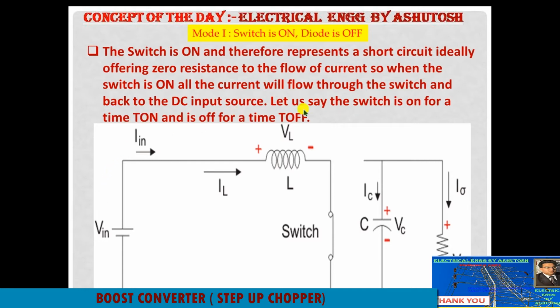and back to the DC input source. Let us say the switch is on for a time t on and off for a time t off. During this period the inductor induces an EMF with polarity plus at the left side and minus at the right side, and the current inside the inductor increases. The inductor stores electromagnetic energy, so it stores energy during this period. This is the on period.